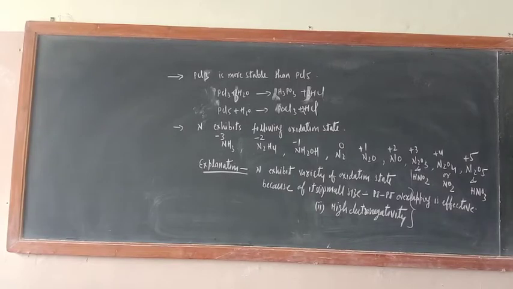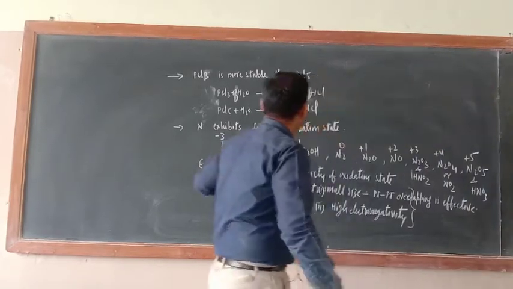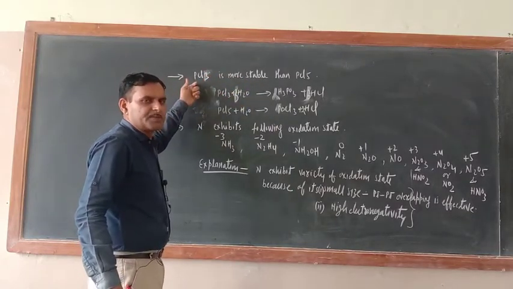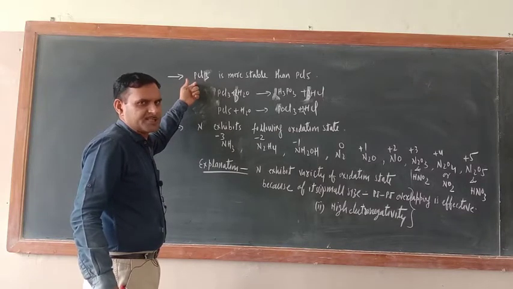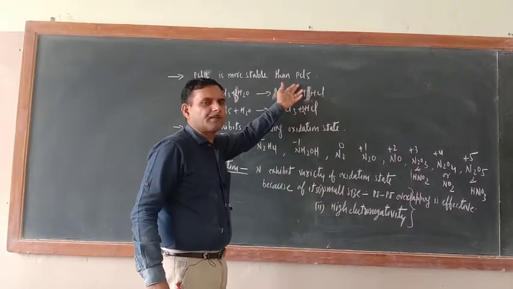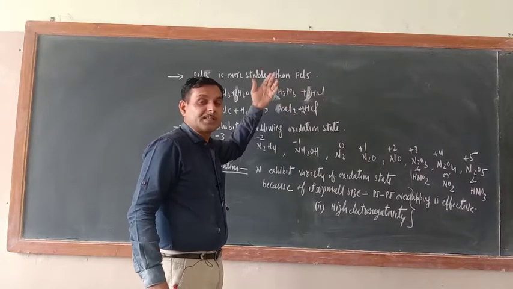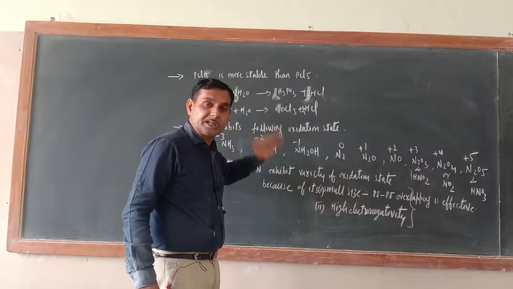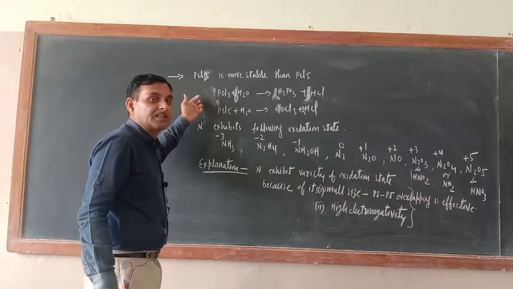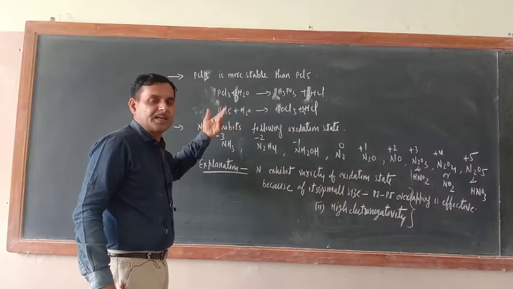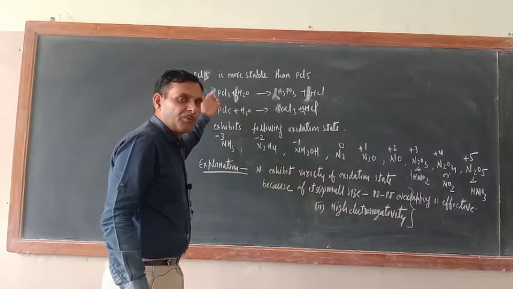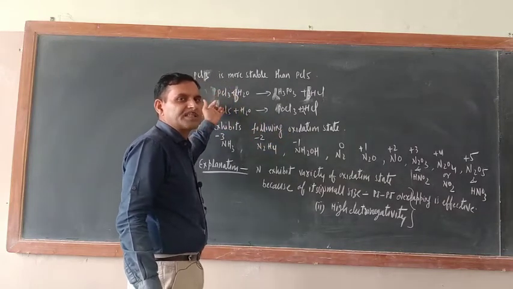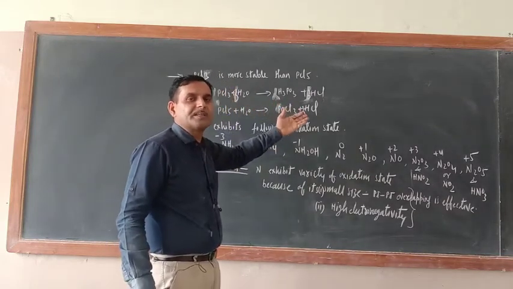So dear cadets, with the continuation of the same, now some more things are there. PCl3 is more stable than PCl5. Same reason. In PCl3 the oxidation state is +3. In PCl5 the oxidation state of phosphorus is +5. So the stability of +3 oxidation state increases down the group, while the stability of +5 oxidation state decreases down the group. That is why, due to inert pair effect, PCl3 is stable and PCl5 is not stable.